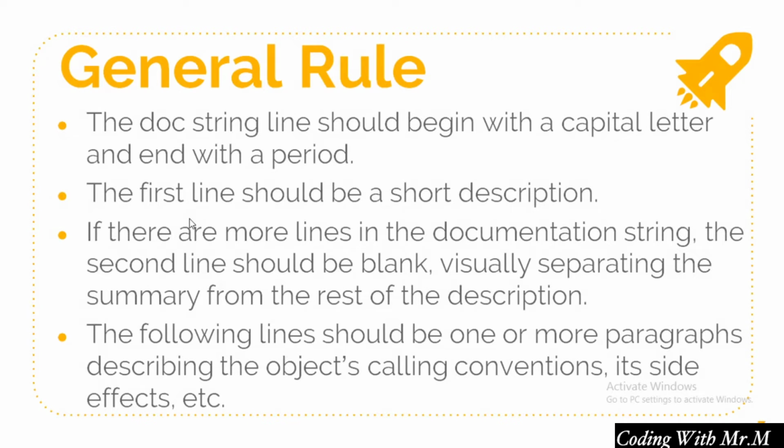The docstring line should begin with a capital letter and end with a period. So just keep in mind that a docstring always begins with a capital letter and always ends with a period. The first line should be a short description, and if there is more than one line in the documentation string, the second line should be blank, visually separating the summary from the rest of the description. The following lines should be one or more paragraphs describing the object's calling convention, its side effects, etc.